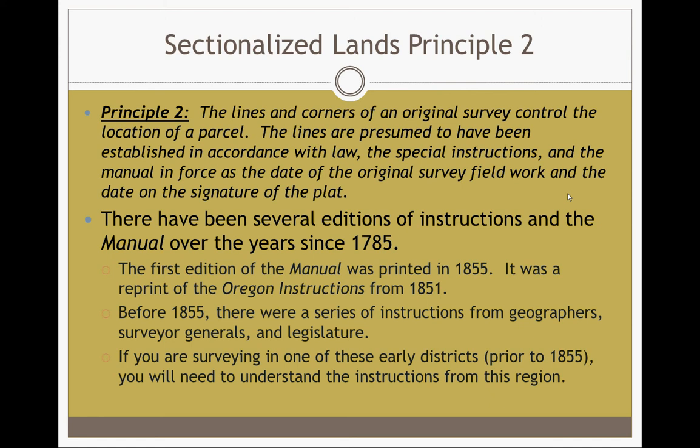Principle 2: the lines and corners of an original survey control the location of a parcel. These lines are presumed to have been established in accordance with law, the special instructions, and the manual enforced as of the date of the original survey work and the date of the signature of the plat.